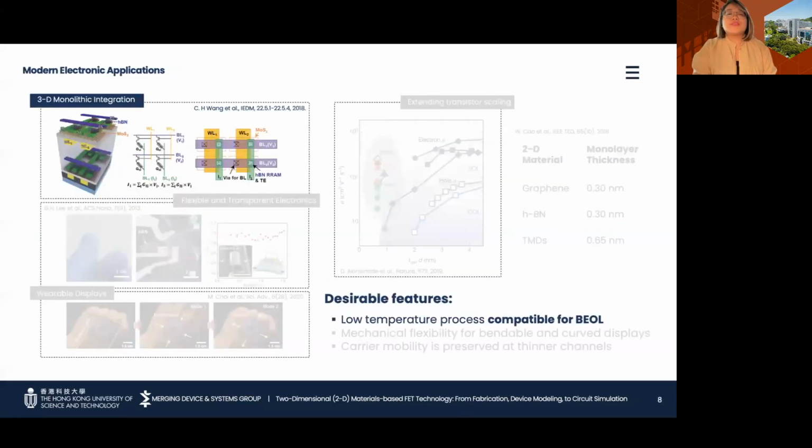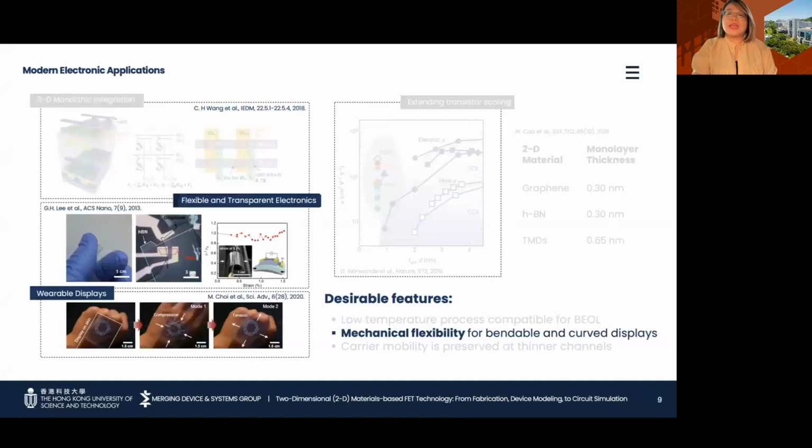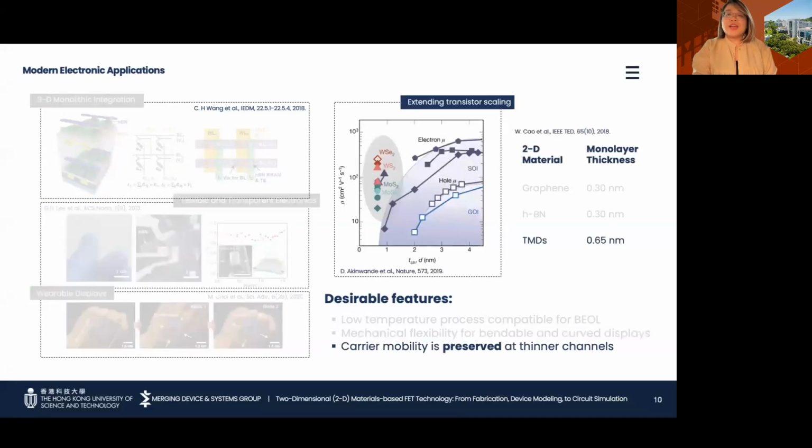These 2D transistors find several uses in modern electronic applications. The first example is that 2D transistors can be monolithically integrated as top-tier transistors because they can be fabricated at relatively low temperature. Second, because of their mechanical flexibility, they're also suitable for flexible and wearable displays. Finally, since their carrier mobility is preserved at thinner channels, they're also foreseen to extend the scaling limit of transistors.